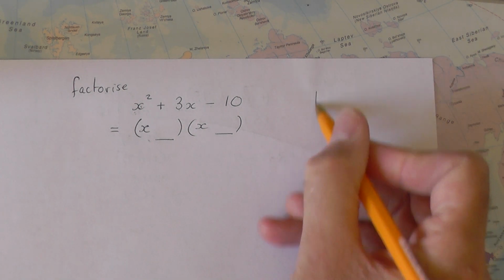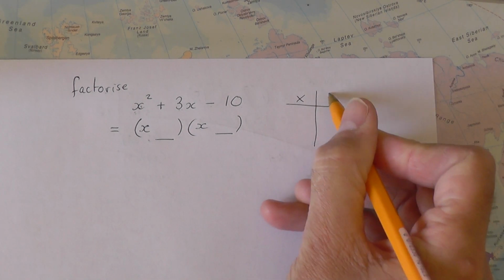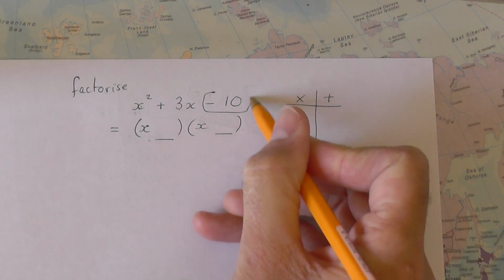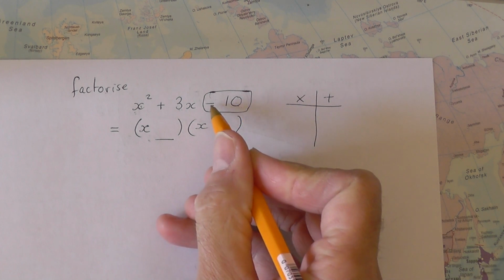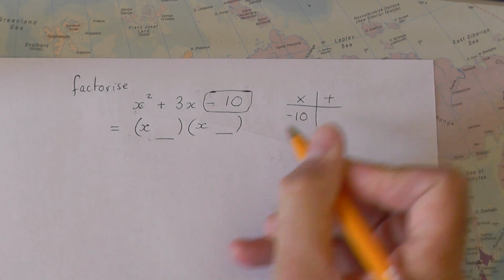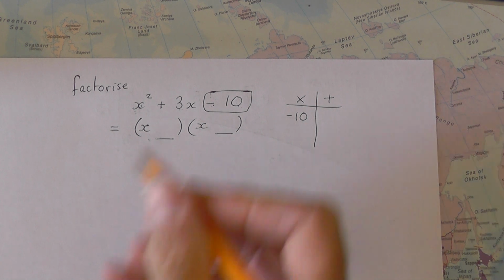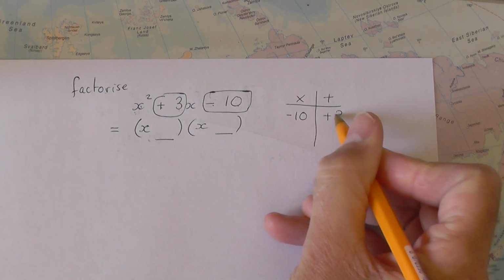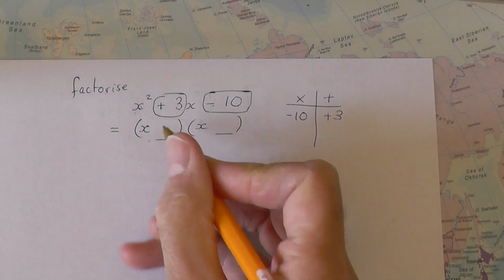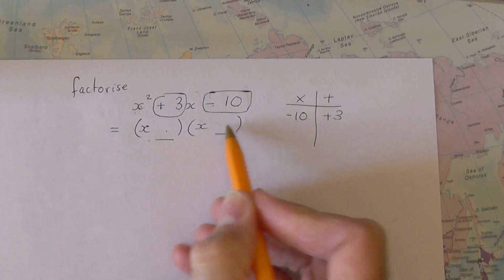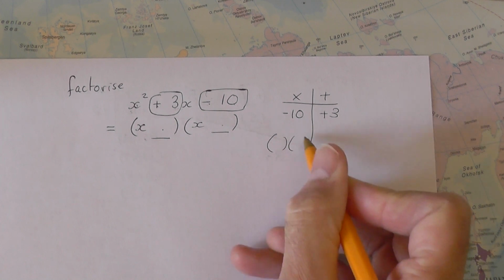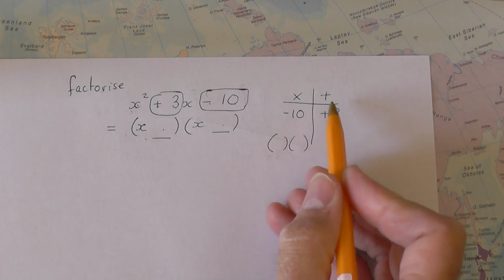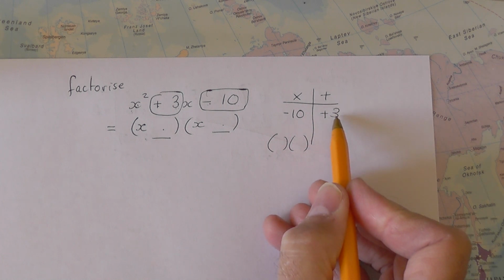To get the two missing values, set up a table, times and plus, once again will be the headings. Be careful though, the value on the end is negative 10. Notice, not plus 10, so negative 10 goes underneath the times sign. The number in front of the x is positive 3. The two numbers I'm looking for, one goes there, one goes there. Put them in brackets underneath. Must multiply together to give minus 10. And then when you add them up, they give plus 3.